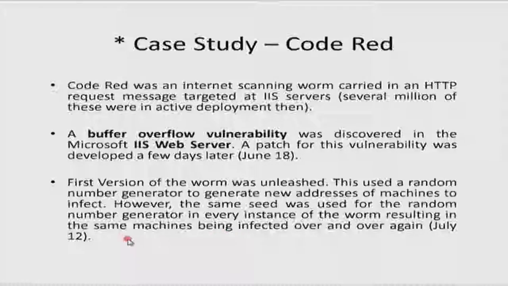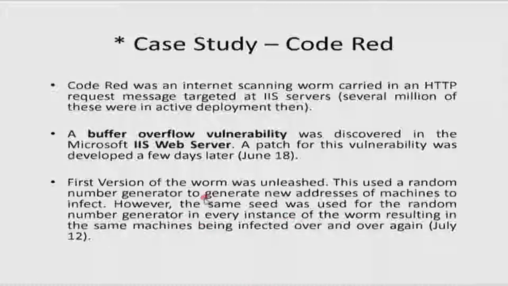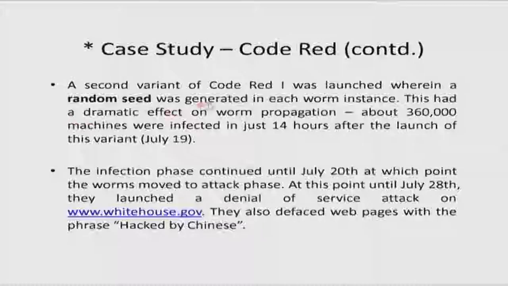So we are talking about July the 12th. And they realized that this was not very successful. They analyzed and saw what was wrong with it, and they found that the wrong thing was the same seed. So they tried to do something better. Within the next few days, they came up with the next version of Code Red. A second variant of Code Red was launched, wherein a random seed was generated in each worm instance. So this had a dramatic effect on worm propagation. About 360,000 machines were infected in just 14 hours after the launch of this variant on July the 19th.